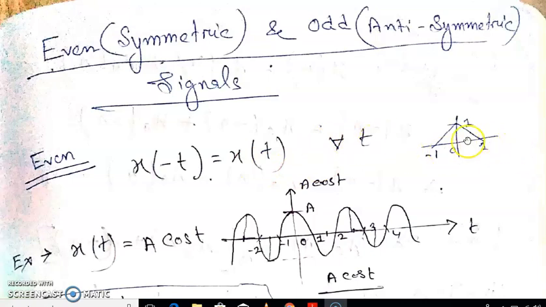For all values of t, suppose for t equal to 2 the value is 0, then for t equal to minus 2 the value is also 0. So it satisfies the equation. That means it is an even signal.